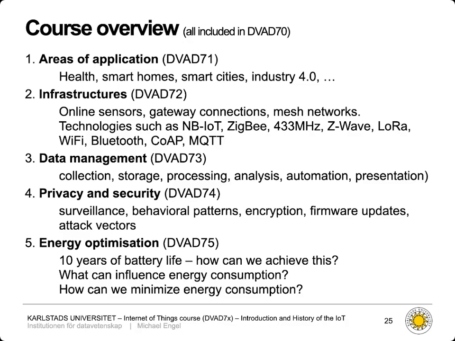Part 4 then concerns privacy and security, so surveillance, behavioral patterns, but also encryption, how to do secure firmware updates, what are the attack vectors on IoT, and of course also interesting examples here. And part 5, finally, is concerned with energy optimization. So, for example, how can we achieve 10 years of battery life for a device? What is influencing energy consumption? And of course, how can we minimize this?